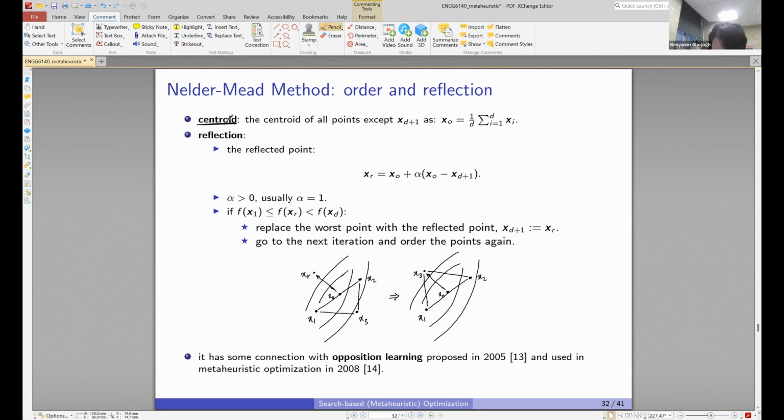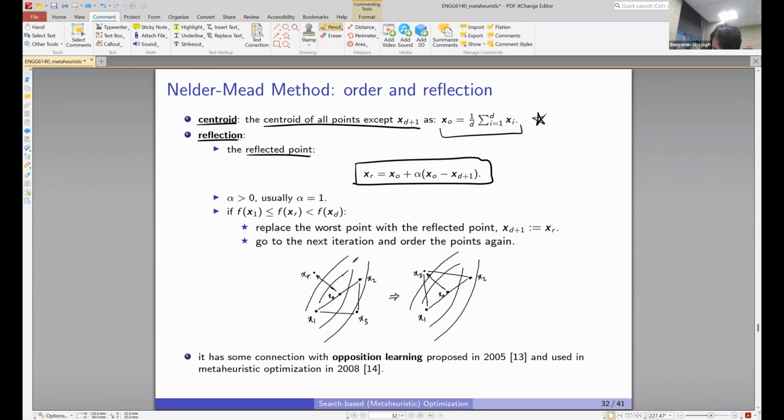Now let's talk about the centroid. We calculate the centroid of all points except the worst point, x_{d+1}. So the mean or average of all points except the worst point, let it be the centroid denoted by x_o. Then reflection, the reflected point. We define it as this. By the way, for the centroid, I have drawn this here.